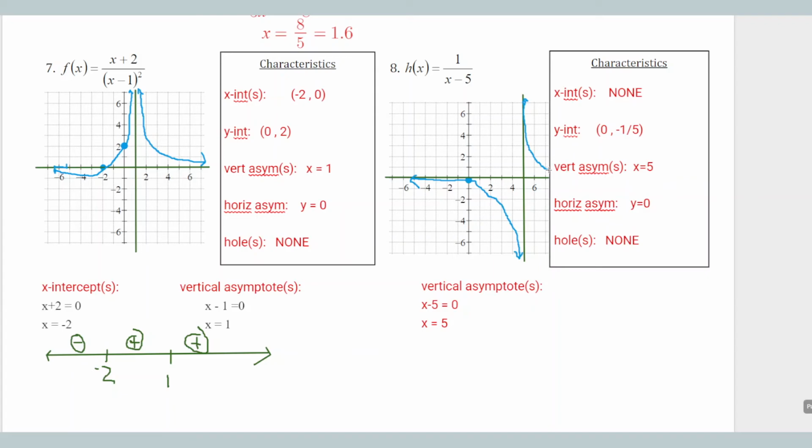I'm not going to draw a number line because I just need to check one value. Let's say I plug in 10. 1 divided by a positive, I'm going to get positive, so I'm definitely going to be above the asymptote there. So there you go, there's 1 through 8. All the graphs are completed now. Let's take a look at page 3.